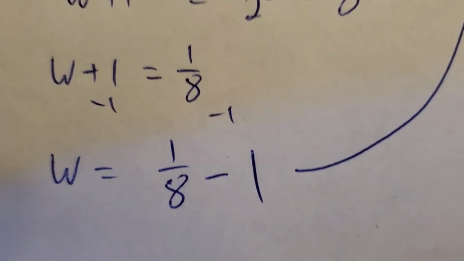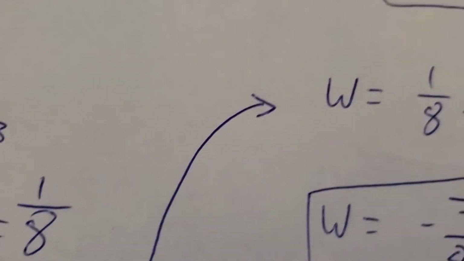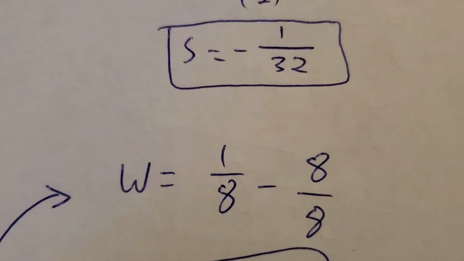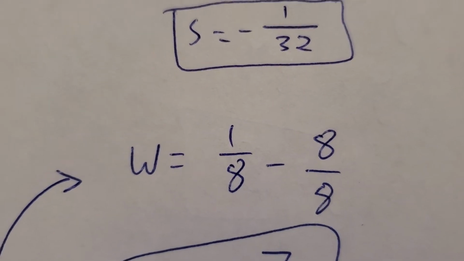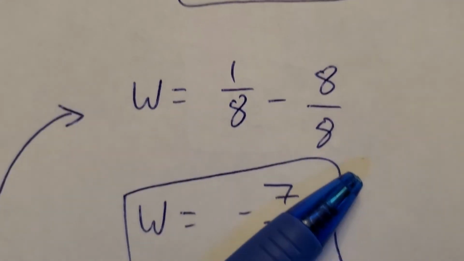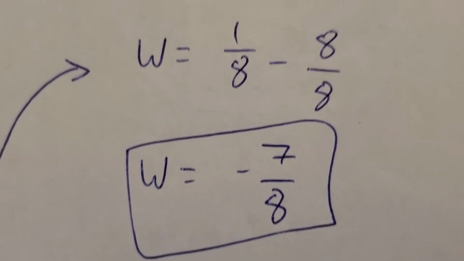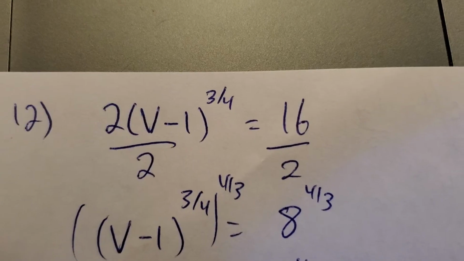How do we subtract with fractions? We got to have common denominators. So 1 just is the same thing as 8 over 8. We get 1 over 8 minus 8 over 8, which is negative 7 over 8.